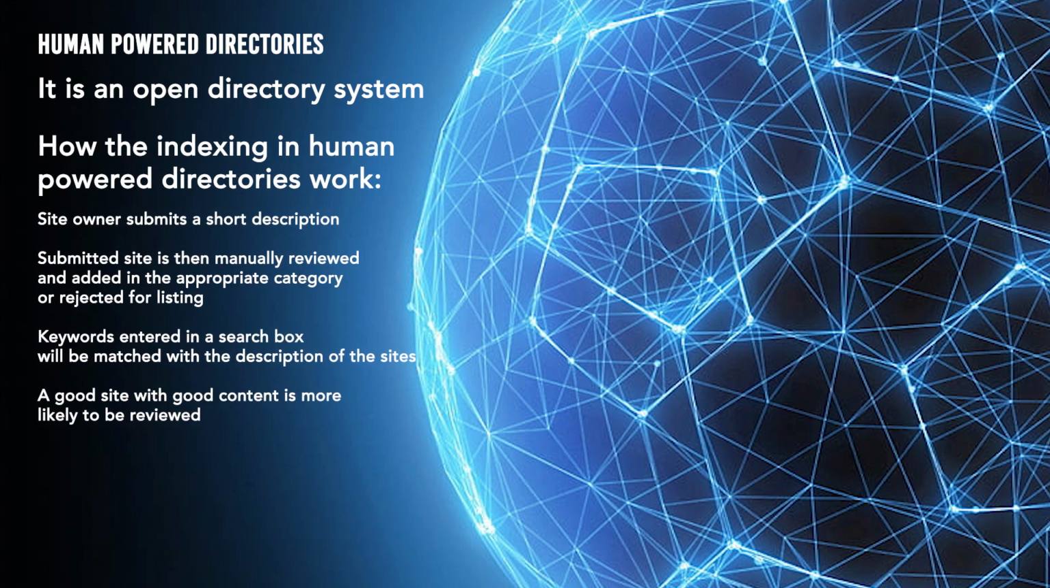Site owner submits a short description of the site to the directory along with the category it is to be listed in. The submitted site is then manually reviewed and added in the appropriate category or rejected for listing. Keywords entered in the search box will be matched with the description of the sites.